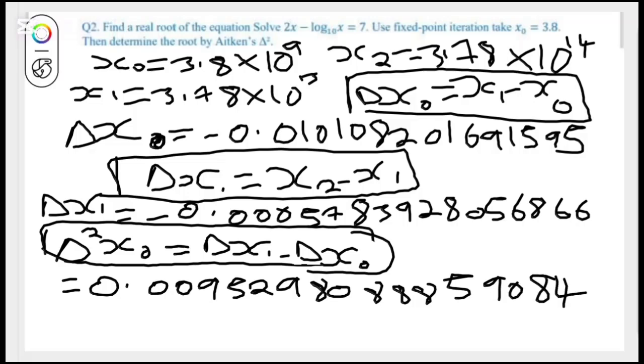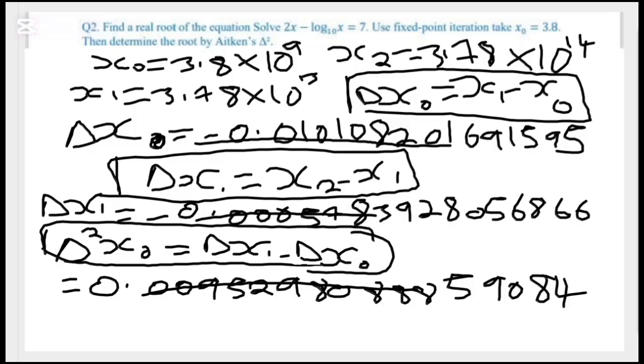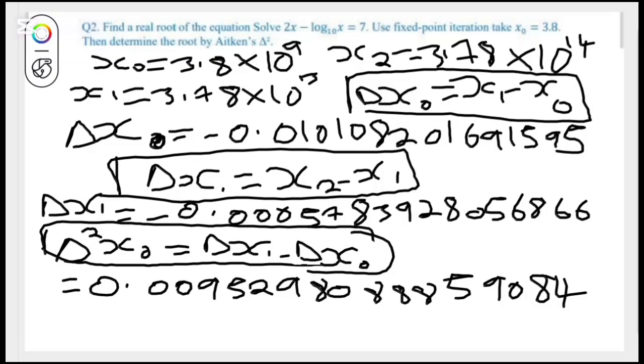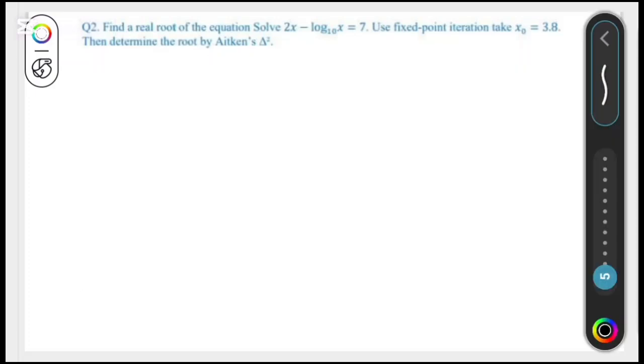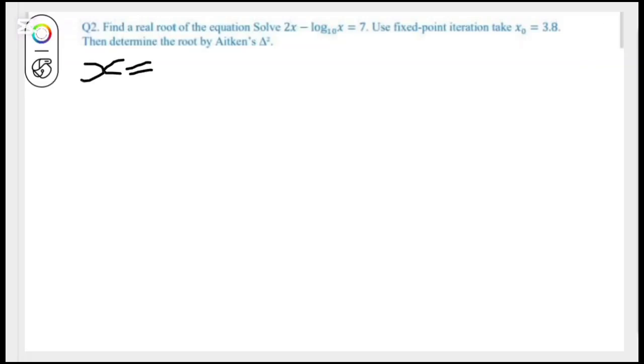So the next thing that I'm going to do now, I'm going to use this value of dx0 and the value of dx1 and the value of delta square x0. So you have to write it down. Feel free to pause the video and write all of them. So I hope you write it down. So the formula of the Aitken's delta square process is the same thing as x, it is the value of x0 minus what?